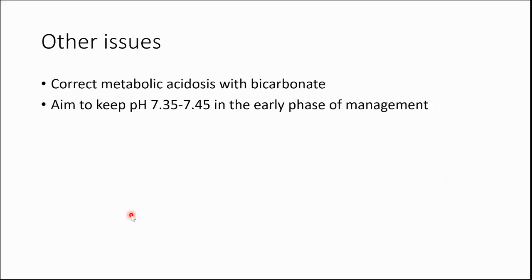Okay, so that's your A, B, C. Then you have to come to other issues in your D. So make sure you do frequent blood gases, and if there's a metabolic acidosis, you have to correct it to maintain the pH at the proper level. So this is one of the very rare instances where you try to give bicarbonate and keep the pH in the normal range.